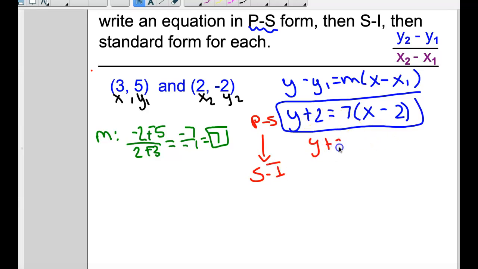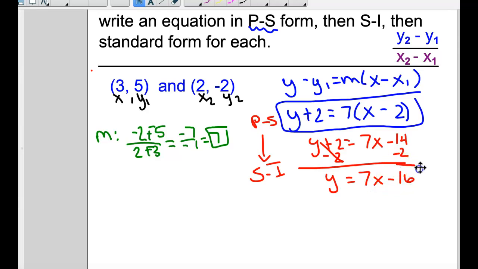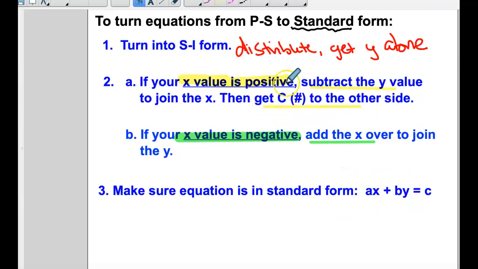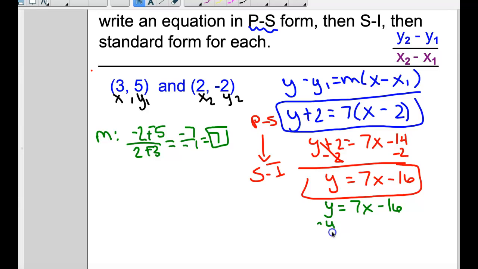I'm going to drop my left side. I'm going to distribute on my right side. I'm going to get my y alone by minusing my 2. And I'd have y equals 7x minus 14 minus 2, which is -16. There's my slope-intercept equation. And then standard form, right? I like to rewrite it when I'm turning this back into standard form so I can see it a little bit better. My x is positive. So because my x is positive, I do the longer one. I have to first subtract my y.